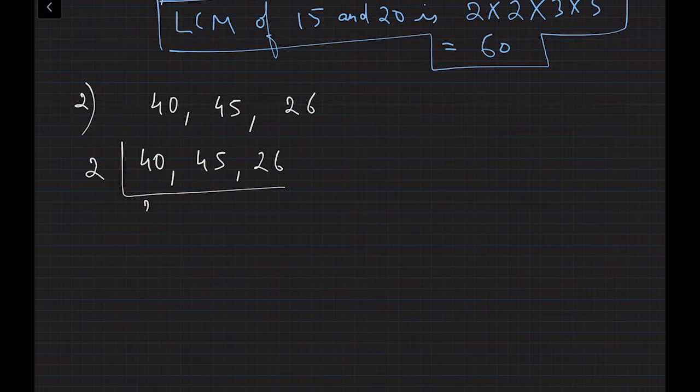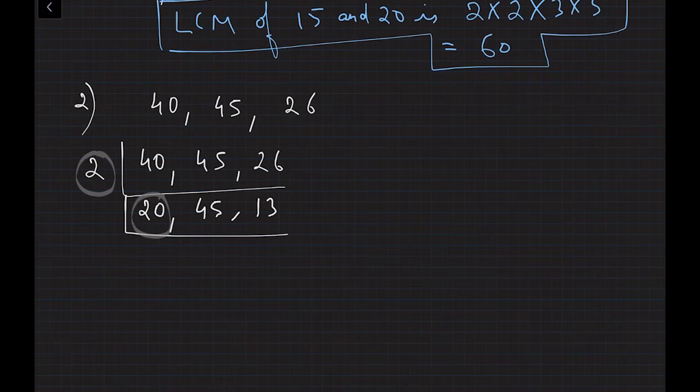So, 2 20s are 40. 2 doesn't divide 45. Therefore, 45 is written as it is. 2 divides 26. 2 13s are 26. We can continue this process with the prime number 2 because 2 divides 20. Therefore, 2 divides at least one of these three numbers.